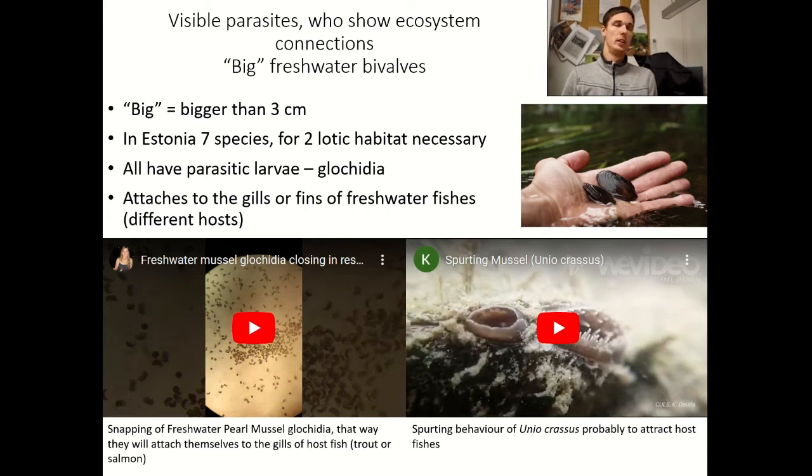And depending on the water body, there are usually host fishes that are more abundant and also more suitable to the thick-shelled river mussel or to the freshwater pearl mussel in this specific water body.